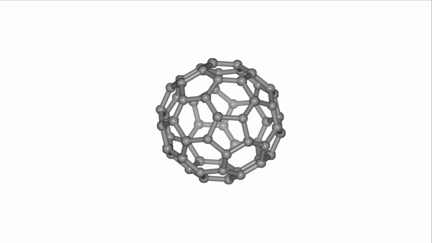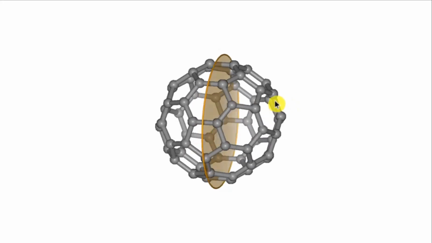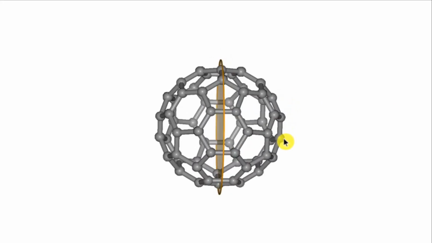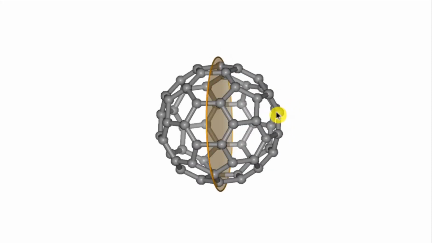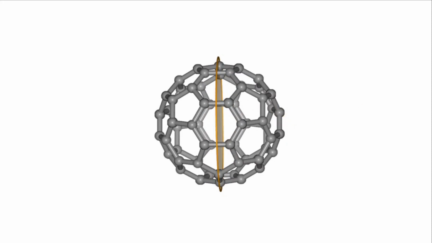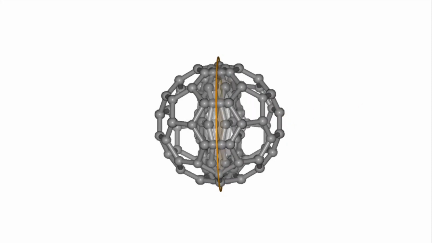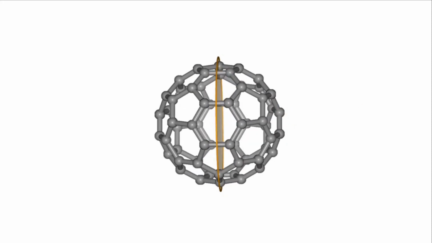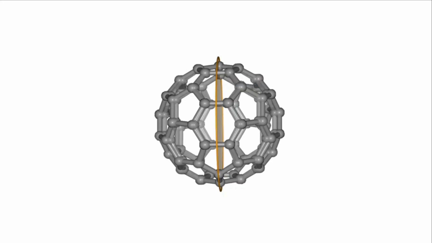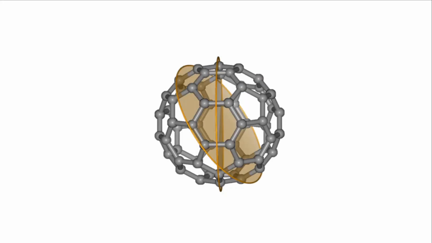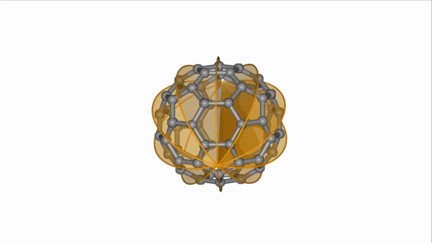I will show you one of the planes. This is one plane that passes through the buckyball molecule, and if we reflect along this plane, what happens is it goes to a configuration indistinguishable from the previous one. Similar to that, we have 15 different planes associated with the buckyball, and all are shown here.